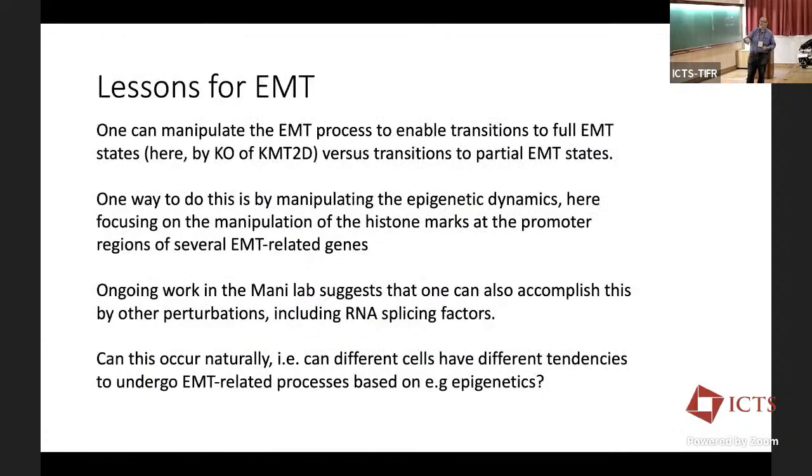Okay, so these are the lessons. You can manipulate the EMT process that will bias you towards either not doing anything, undergoing full EMT, or undergoing partial EMT. We've shown how you can do this and think about doing it by epigenetic marks. There are other things you can do. Ongoing work in Mani's lab suggests you can also bias this by changing splicing factors. There's a splicing factor called ESRP2, which changes different enzymes as part of a splicing enzyme, which affects EMT and somehow also can be used to bias this. We don't understand that at all yet, but there is some data about that.